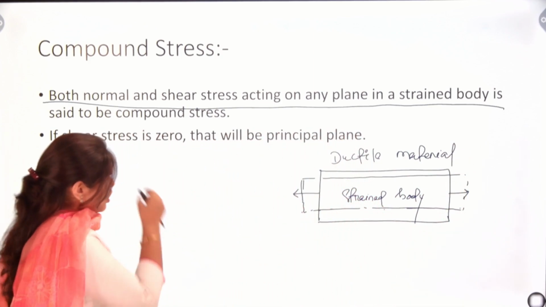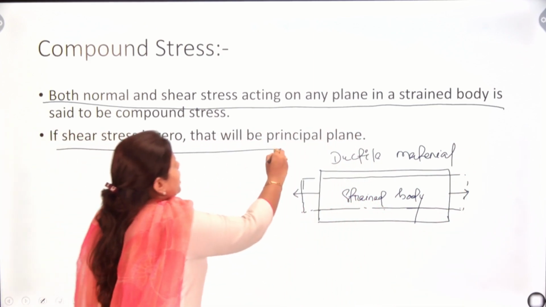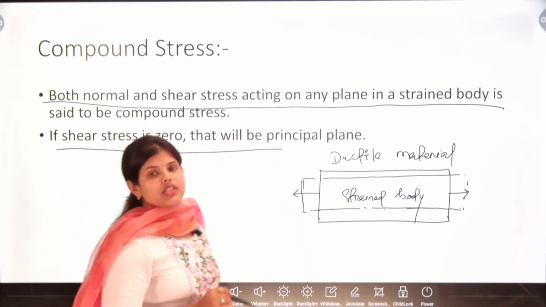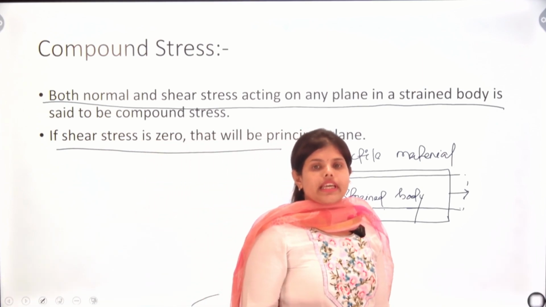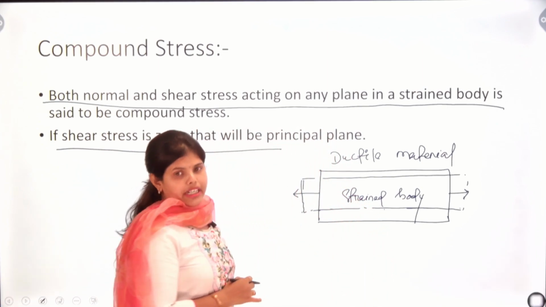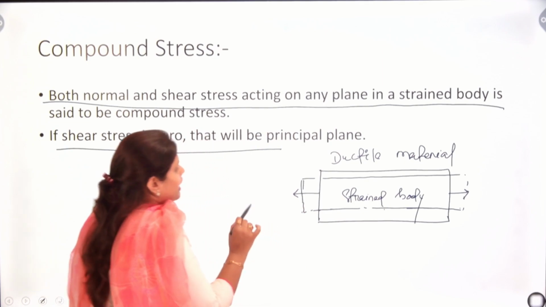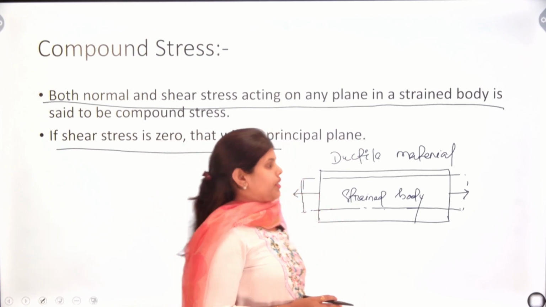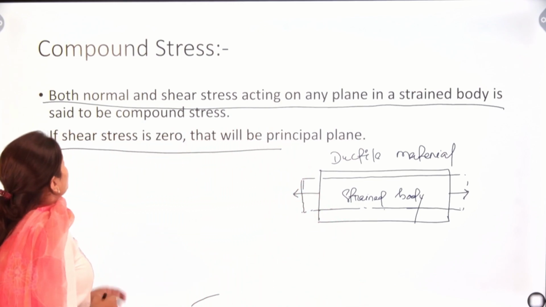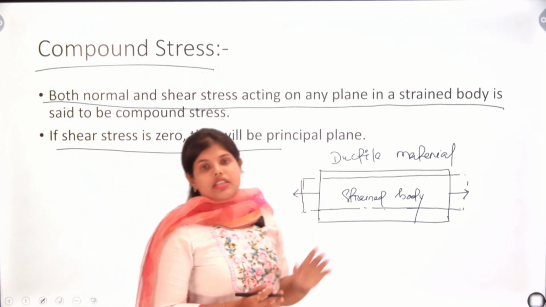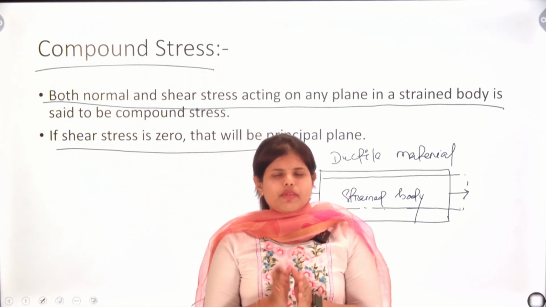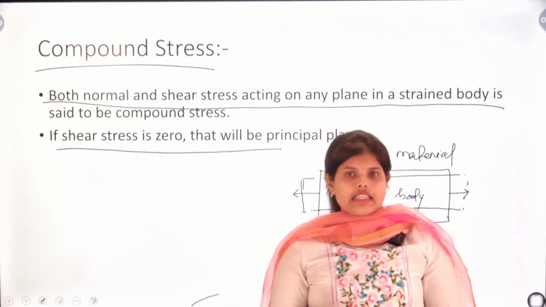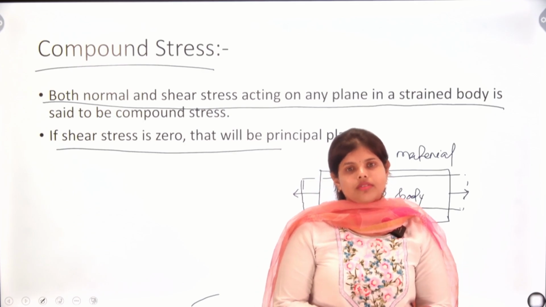So, if shear stress is 0, that will be our principal plane. But if both normal stress and shear stresses are present in any material, we will term that compound stress, or both biaxial and pure shear. We will understand this compound stress system in our next class, as it is a little more complex than normal stress and strain. So, till now, thank you so much.